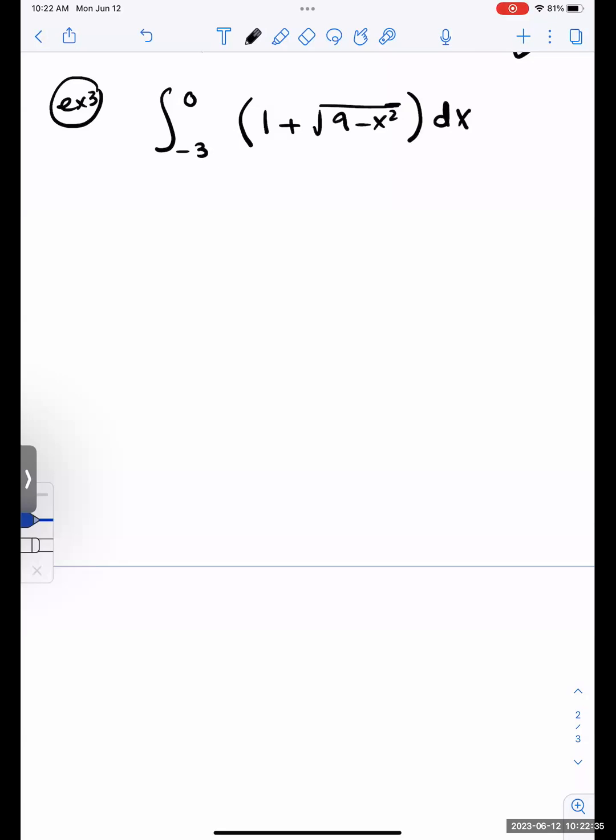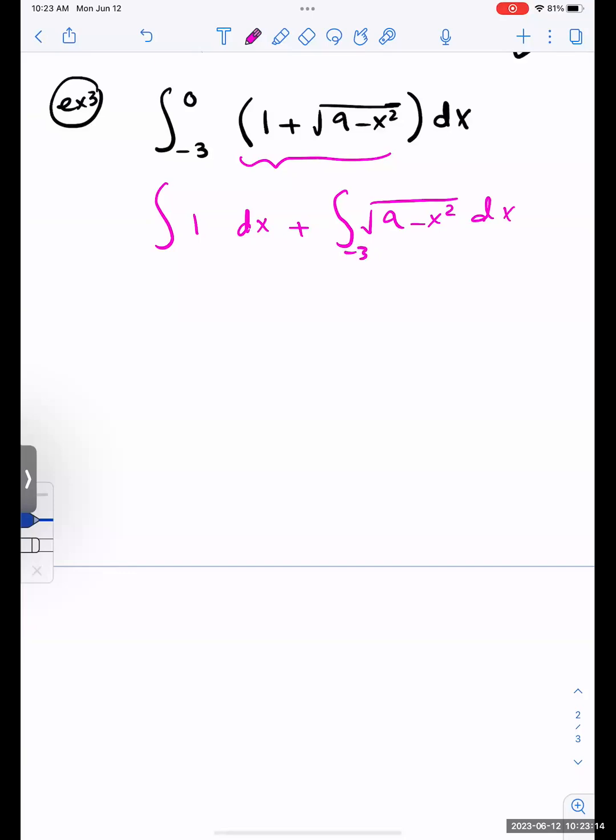So for this one, I want to give you a little bit of idea here. So soon, in a couple of sections from now, somewhere in chapter 7, you're going to learn a technique of how to evaluate this integral. For now, I'm going to give you some clue. First, separate these as 2 integrals. So integral of 1 dx, and an integral of radical 9 minus x squared dx. And then going from -3, of course, to 0.